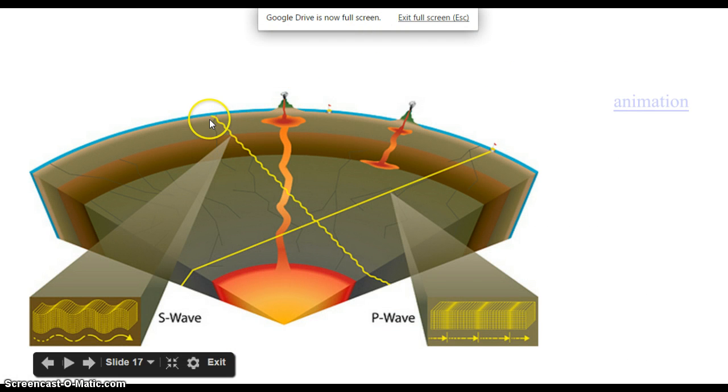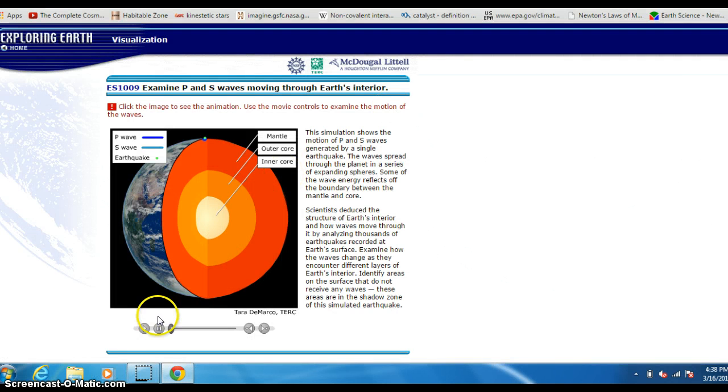So this just shows you that this is an S wave, and it's going through the lithosphere and the asthenosphere right there, but it's not necessarily going to be able to go through the outer core. So here's another animation showing P and S waves. So notice how the S waves don't make it through the outer core because they can't go through the liquid. So I'll play that one more time.